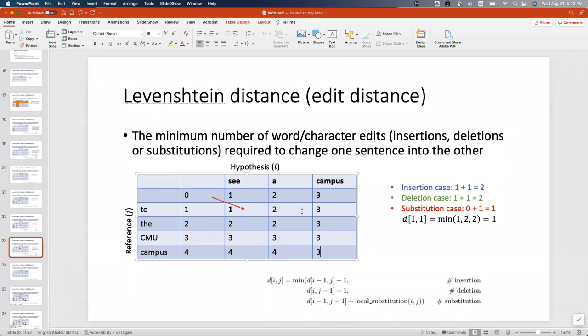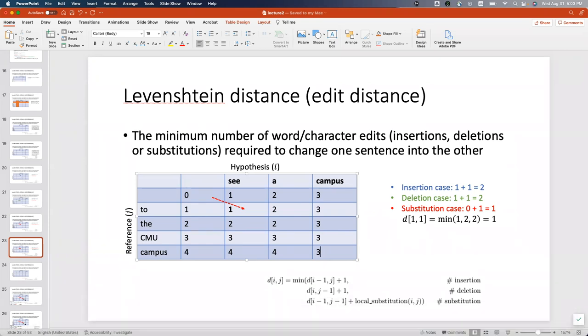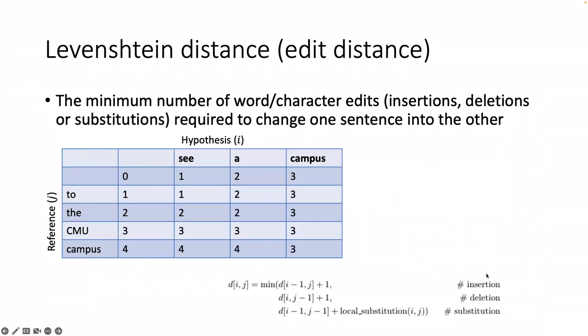Yes, because from here to here, the local cost is 0. So this is my answer, and let's see whether it is correct or not. Yeah, it's not easy actually. Okay, it seems that I'm correct. Again, yes, go ahead.